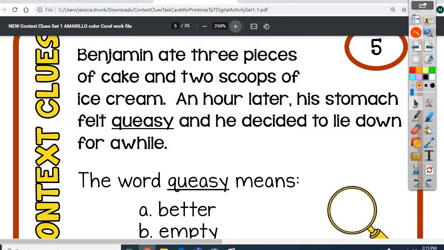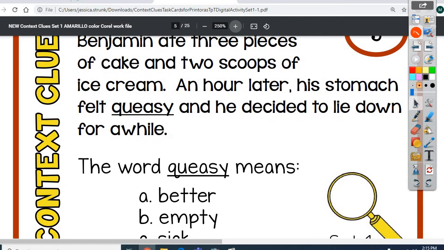All right, it looks like our underlined word, or the word we don't know, is queasy. Let's see if we can figure out what queasy means. Benjamin ate 3 pieces of cake and 2 scoops of ice cream. An hour later, his stomach felt queasy, and he decided to lie down for a while. Okay, it says his stomach felt queasy. Let's think about some of the clues here. It says he ate the pieces of cake and the ice cream, and his stomach felt queasy and he had to lie down. Those are all clues, context clues.